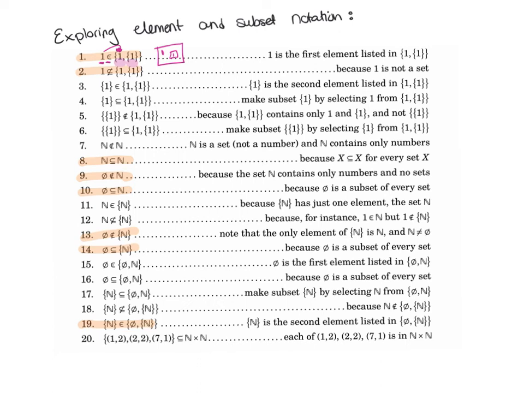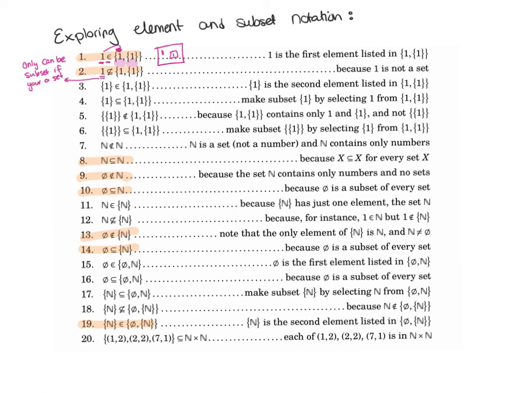For the next one, it's asking us if 1 is a subset of this set. But you can only be a subset if you're a set. So 1 can't be a subset of the set containing 1 and the set containing 1 because it's not a set itself. So then we would say that it's not a subset. Okay, let's look at some other ones down here. I encourage you to read through the rest of these. These are all from the textbook.